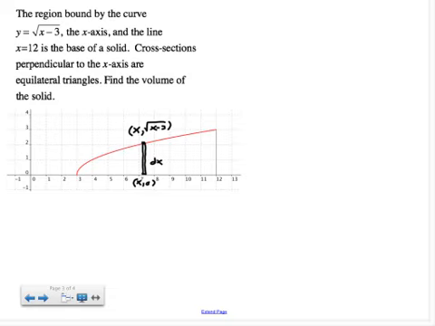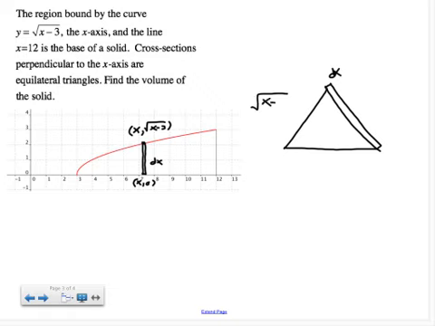Now, that strip, so I take that strip out, and it would look like an equilateral triangle that would have some width to it, which makes a triangular prism. And that width is our arbitrary dimension dx in this case. And now here the question is, what is the length of the side? Well, that's clearly going to be the distance from my boundary x comma 0 up to the curve x comma square root of x minus 3. So each side has the same length of square root of x minus 3.